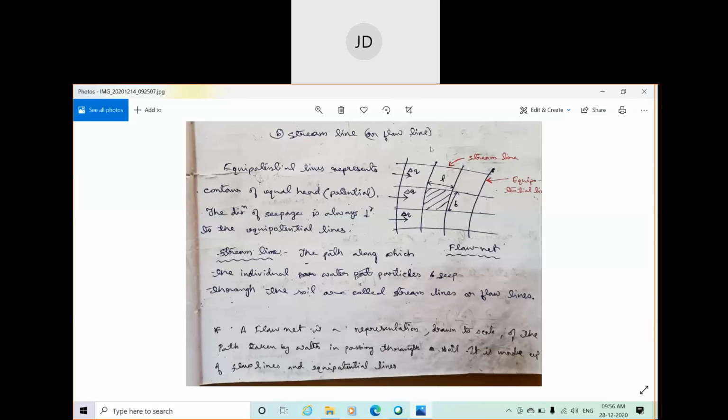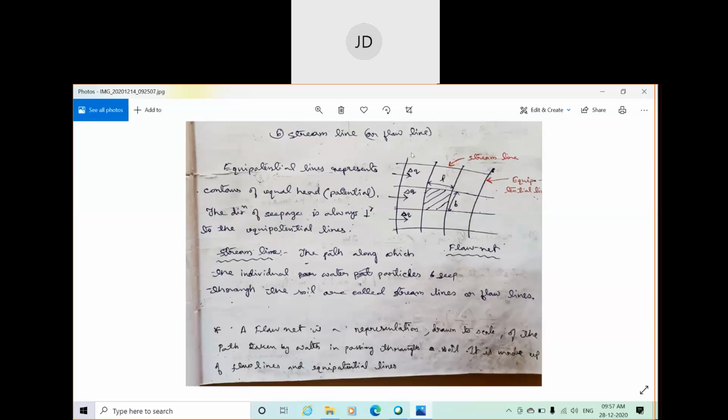This particular 9 meter, H equal to 9 meter, can be divided equally between these two points. Say the head difference between this point and this point is 3 meter, between this point and this one is 3 meter, and between this point and this one also 3 meter. So 3 plus 3 plus 3 is equal to 9. We can draw lines at each point where the potential drop is constant, so that's why they are known as equipotential lines.